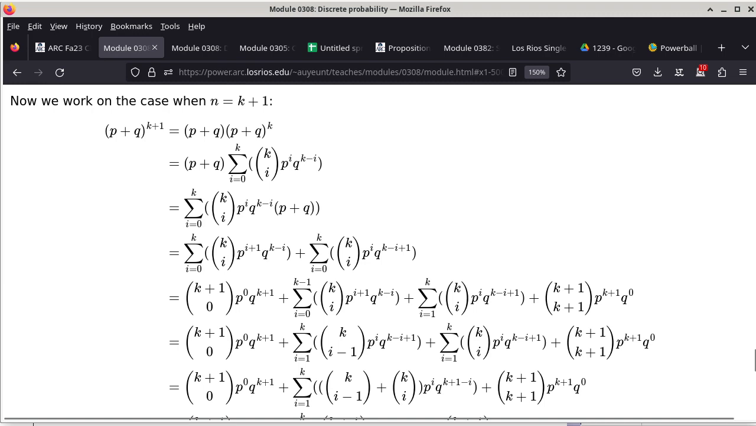So the term with p to the power of 0 is over here, that's fine. The term with q to the power of k minus i plus 1 becomes k plus 1 over here. That makes sense too. What does not seem to make sense is k choose 0 now becoming k plus 1 choose 0. That does not seem to make sense. But it does, because anything choose 0 is 1.